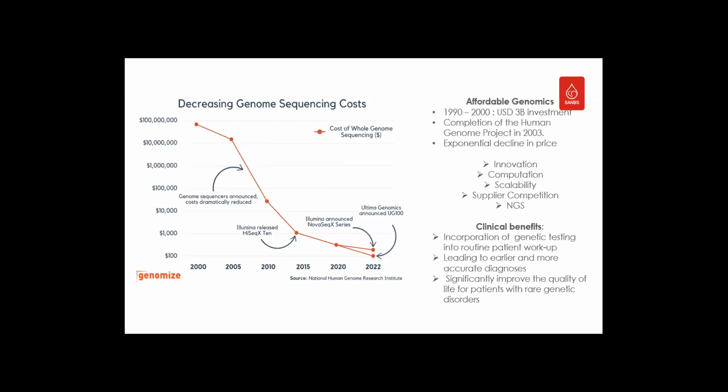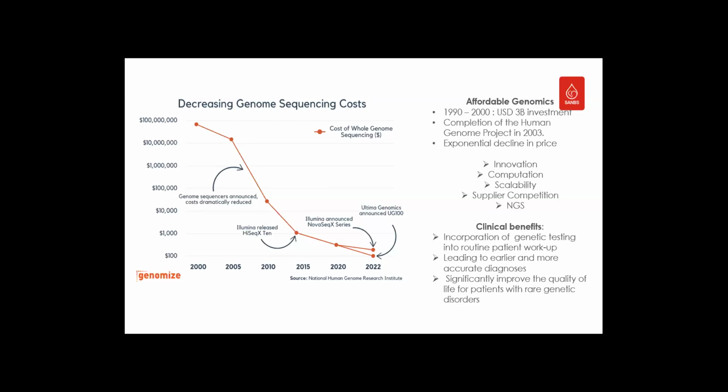Firstly, definitely innovation, improvements in innovation, and then computation of all these techniques as the information that we gather can be processed and analyzed in big computer systems. Also, a big factor has been scalability, that these tests can be done at high volume. And obviously, there has been a lot of supplier competition. And lastly, the methodology of next generation sequencing really encompasses all of these advances in providing us high resolution results by testing using a technique called deep sequencing.